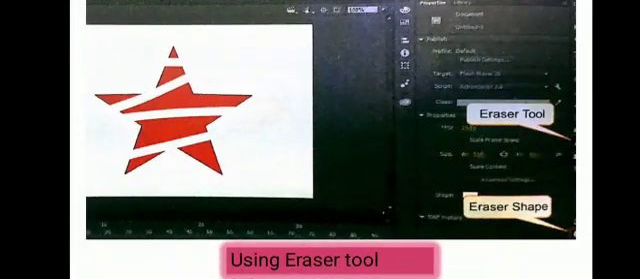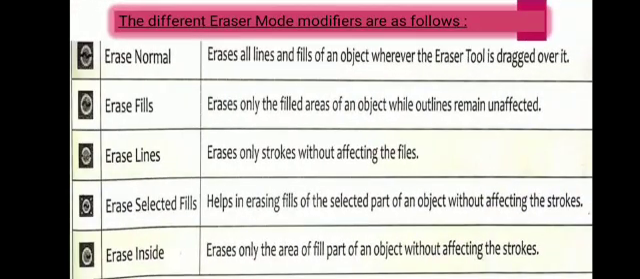For using this tool, select the eraser tool, click on the eraser mode, meaning select the type of erase modifier that you want, and then drag it onto the object to erase. Now the types of eraser modes are given here. First one is erase normal. By default, erase normal is selected. It erases all lines and fills of the object wherever the eraser tool is dragged over it. Means wherever you drag the eraser tool, it will erase the lines or fills.